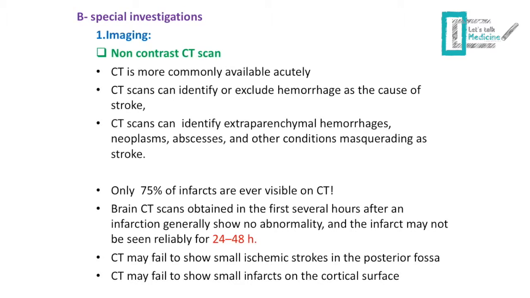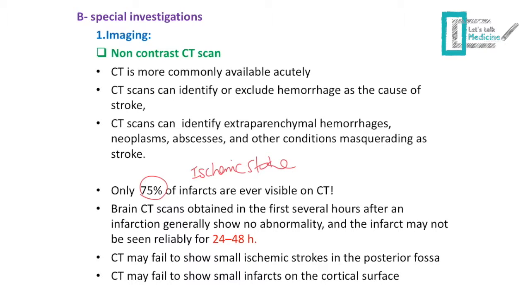Now that we talked about the good stuff of CT, let's talk about the downsides of CT. Only 75% of infarcts, or ischemic strokes, are ever visible on CT. Why is that? When you have a patient that had a stroke 3 or 4 hours ago, sometimes you might get a CT of the patient and find that the CT is actually normal. So in ischemic strokes, CT does not detect the early changes.